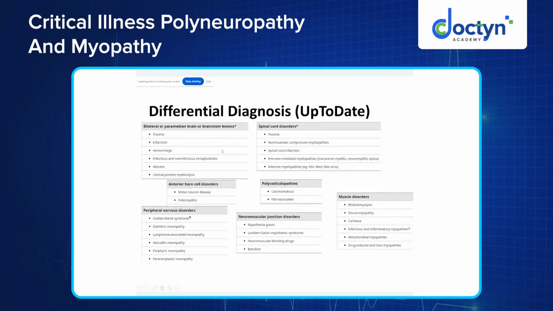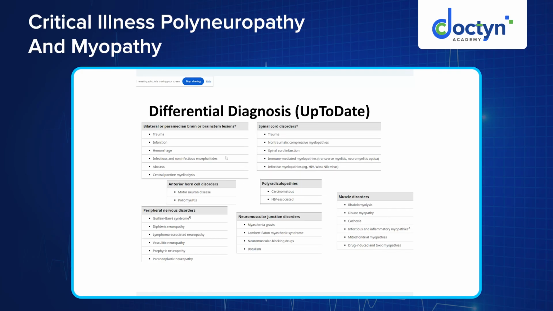So what are the differential diagnoses that you will build up according to the various lesions? Where is the lesion? Where is the disorder? Based on brainstem lesions, you can categorize it. Maybe it can be a trauma, infarction, hemorrhage, abscess, or central pontine myelinolysis.